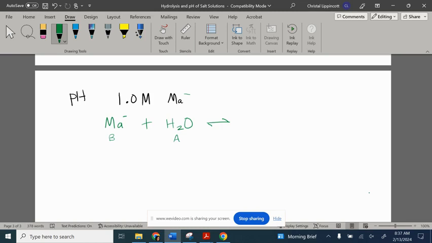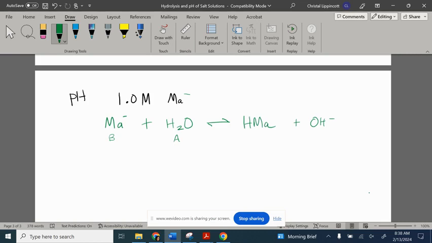Right. This is going to lose a hydrogen. It's going to donate a hydrogen because remember, acids are hydrogen donors. What's left behind then from that water? OH minus. And this hydrogen then will have gone with this guy. Hydrogen has a positive charge of 1. This has a negative charge of 1. So this is going to make methylamine with a hydrogen on it.